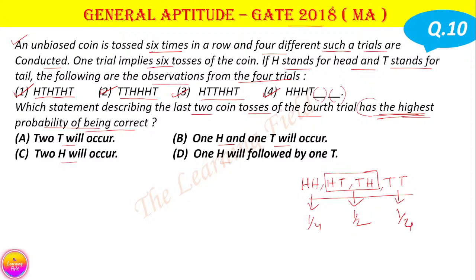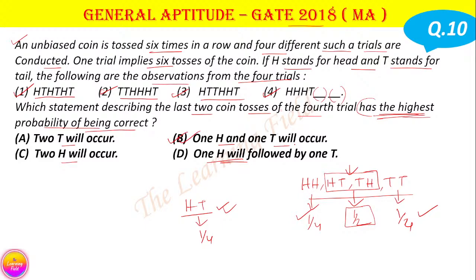But if we take option D, one head followed by a tail, this is HT, and the probability of getting it is 1 by 4. This is also not the correct option. The probability of two tails is 1 by 4, and two heads is also 1 by 4. And if we take 1 head and 1 tail with no ordering, we get these 2 possibilities, whose probability is 1 by 2, which is the highest probability. That's why option B is correct here.